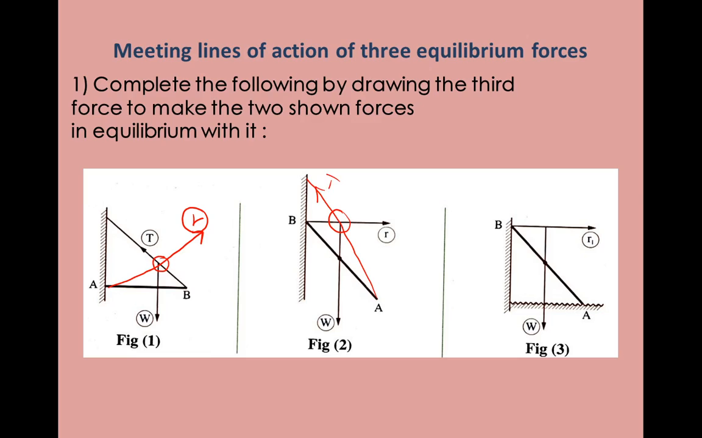In figure 3, the metallic rod AB rests on a vertical wall and a horizontal plane, a horizontal floor. Then you should draw the third reaction force passing through the point of concurrency of the weight and the first reaction force. These two forces meet at this point. Therefore, this is the second reaction force, R2.